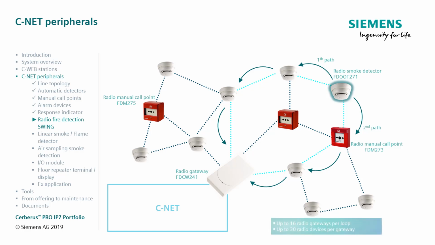The CNET can have up to 16 radio gateways per loop. You can use a maximum of 30 radio devices per gateway, and all are addressable.